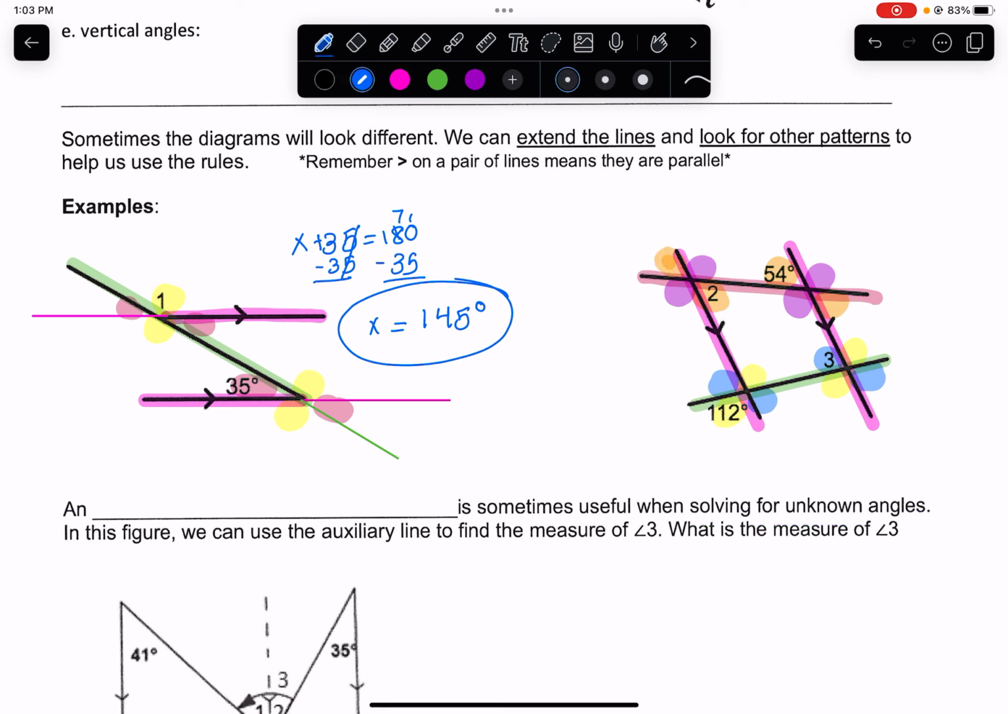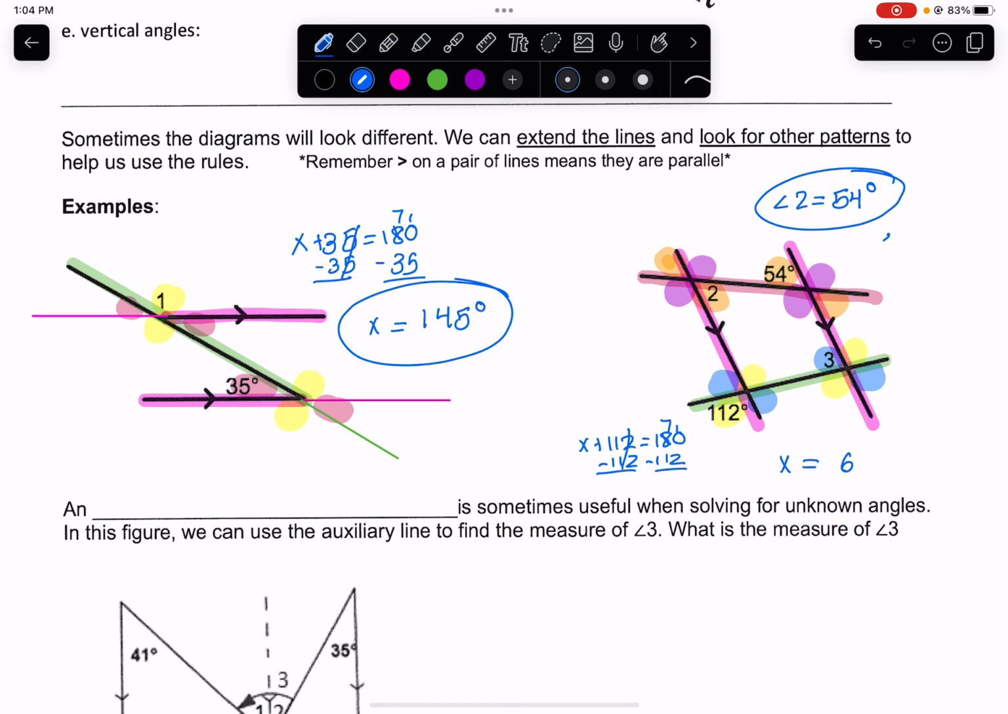And now based off of this, I can say that angle 2 is equal to 54 degrees because it's the same color as the orange 54. And I can see that angle 3 and 112 are supplementary because they are different. So x plus 112 is equal to 180. Solving a one-step equation, x is equal to 68, so angle 3 is equal to 68 degrees.